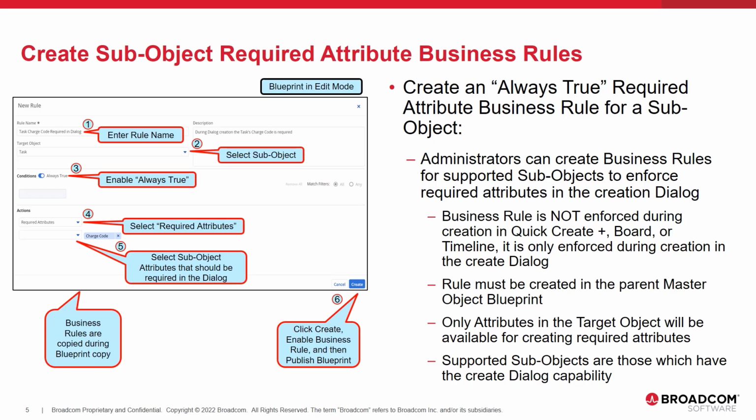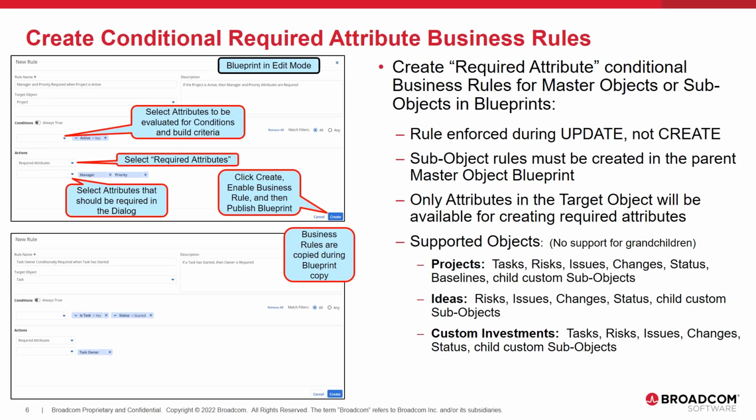Next, I'd like to cover our second enhancement to business rules, which is the capability to create conditional required attributes on either master objects or sub-objects within blueprints. Like any other business rules, you would put your blueprint in edit mode to make any rule changes, and you would populate your rule name and description and target object as you would with any other rules.